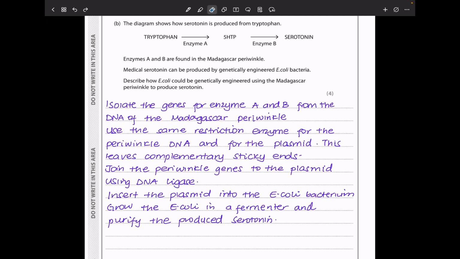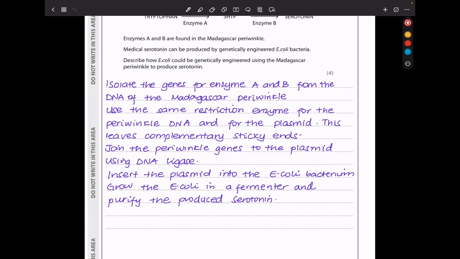So in genetic engineering, we begin by isolation of the specific genes, and then we find ways of using restriction enzymes to cut the specific genes out of the DNA as well as the plasmid before we can insert the genes into the plasmid. So I said isolate the genes for enzyme A and B from the DNA of the Madagascar periwinkle, use the same restriction enzyme for the periwinkle DNA and for the plasmid, which leaves complementary sticky ends. Join the periwinkle genes to the plasmid using DNA ligase, and insert the plasmid into the E. coli bacterium, grow the E. coli in a fermenter, and purify the produced serotonin.